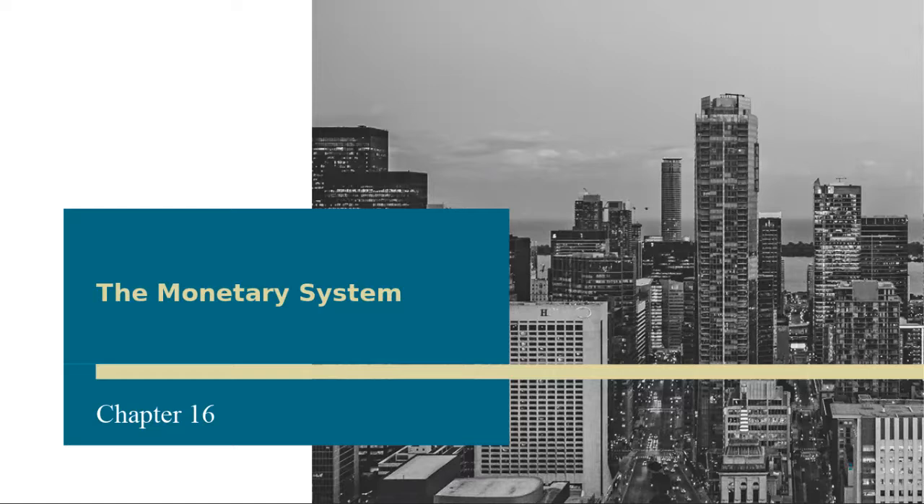So, to understand this, though, we're going to kick off with chapter 16, which is the monetary system. And this is going to introduce us to what is money. How does money operate inside the US economy? Who controls money? Who controls how much money is out there? Who prints?